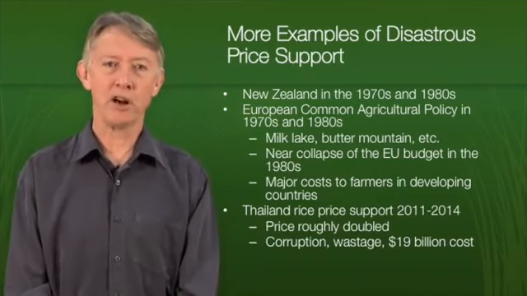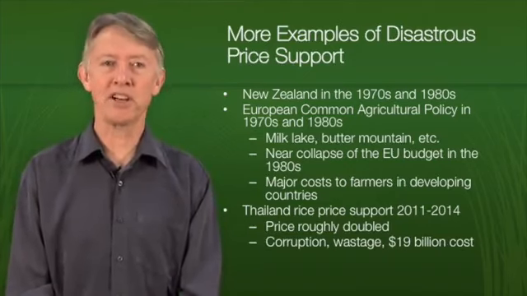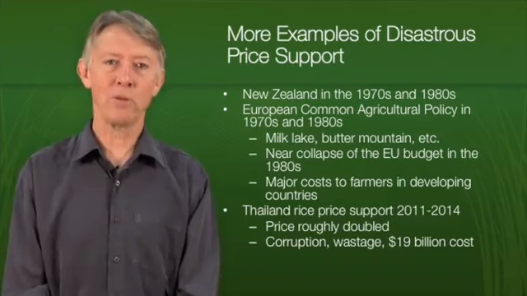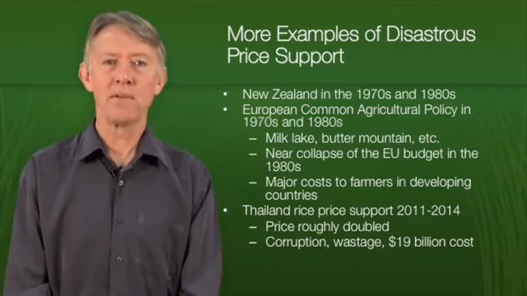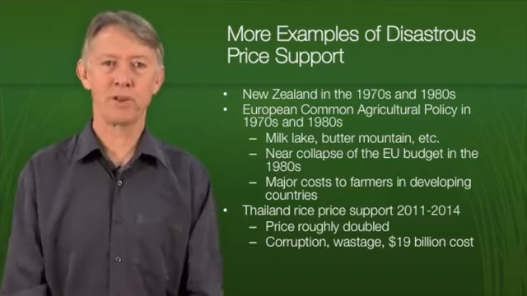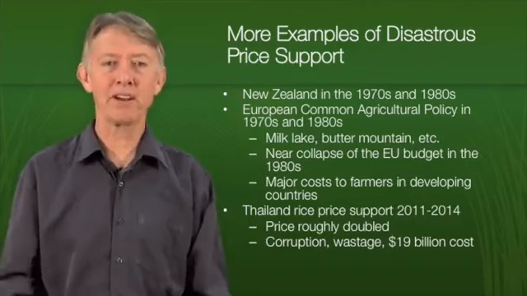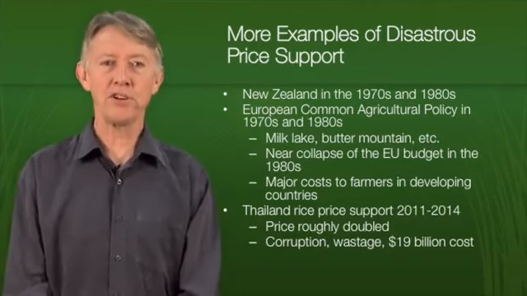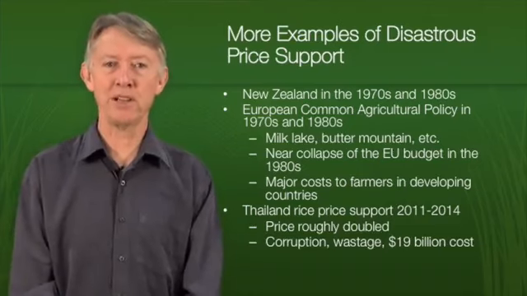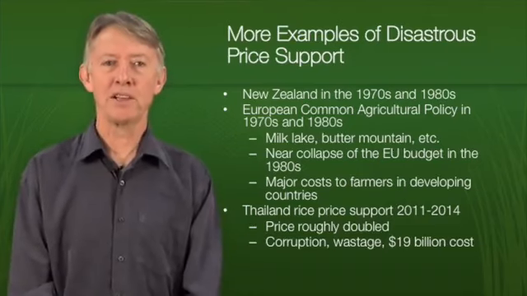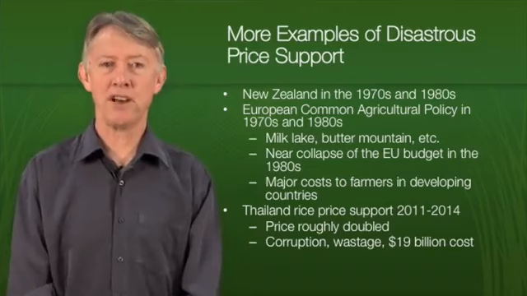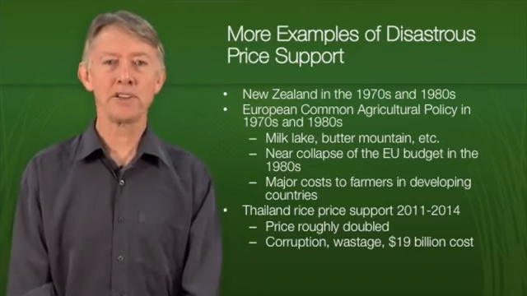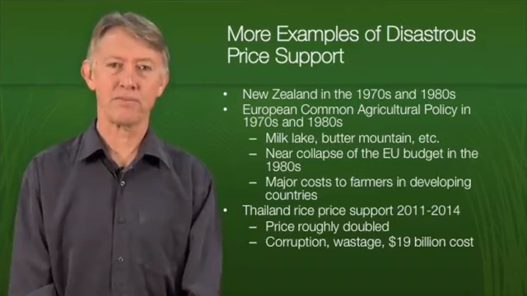The European Common Agricultural Policy in the 1970s and 1980s also had prices that were well above market prices, and this led to very large stockpiles. There was a milk lake, a butter mountain, other big stockpiles of produce. This led almost to the collapse of the European Union budget in the 1980s and caused major costs to farmers in developing countries because it reduced the world prices of agricultural products.